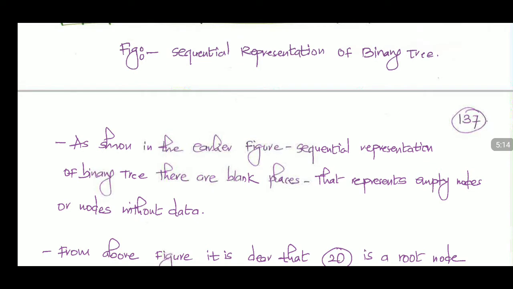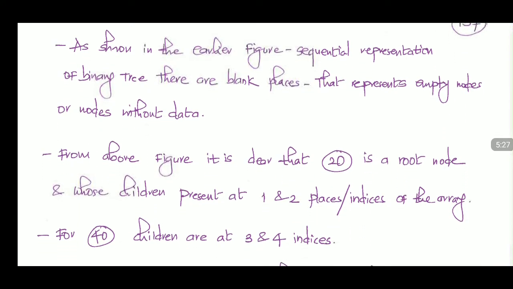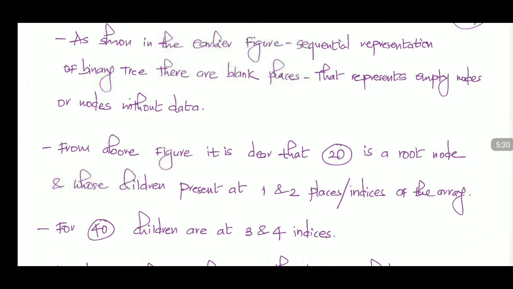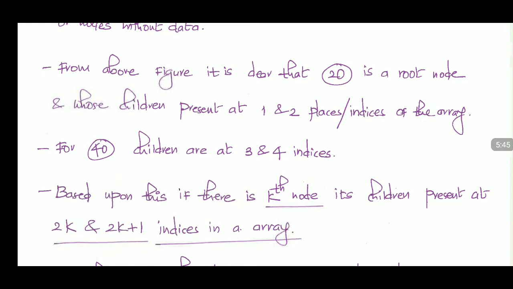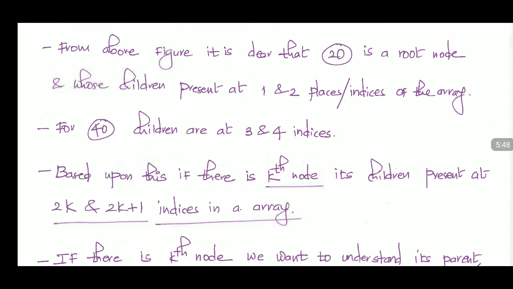Now, as shown in the earlier figure, in the sequential representation of a binary tree, there are blank places and they represent empty nodes. Empty nodes means nodes without data. From the above figure, it is clear that 20 is the root node and its children are present at places 1 and 2, indicating indices 1 and 2 of the array. For 40, the children are at 3 and 4.